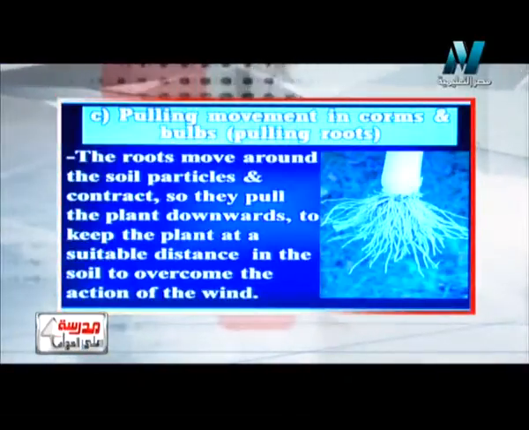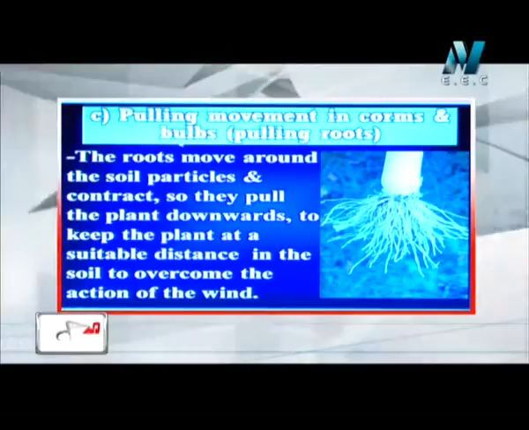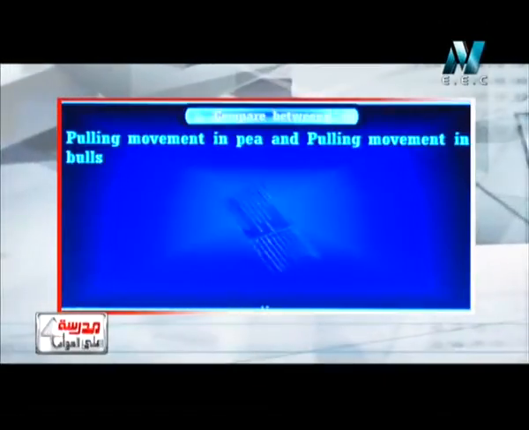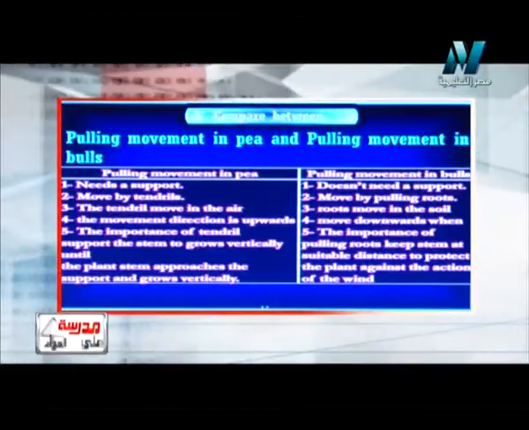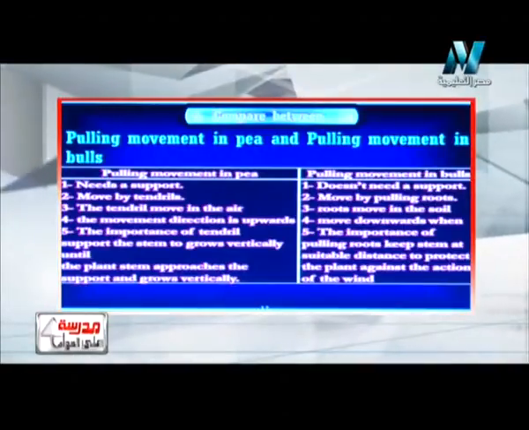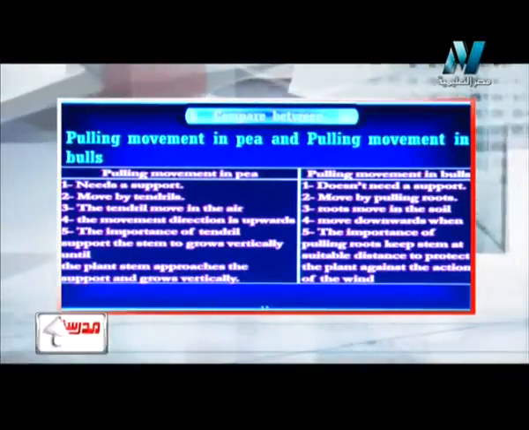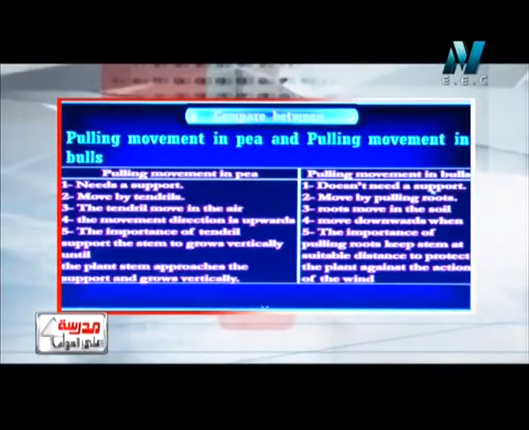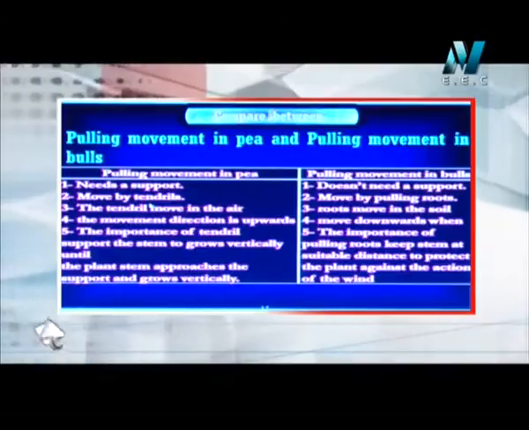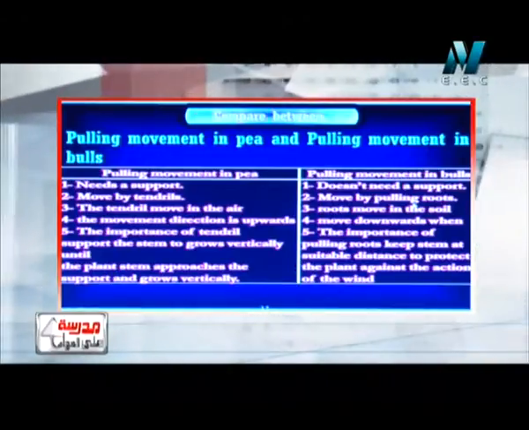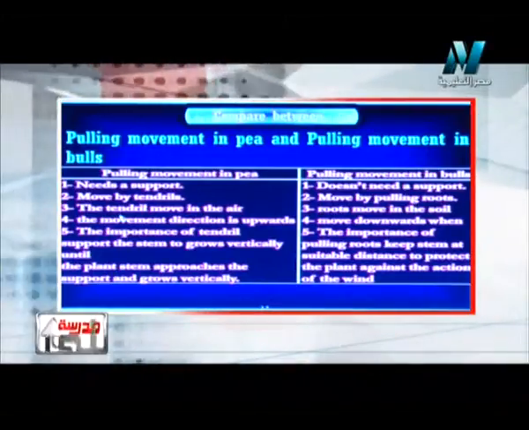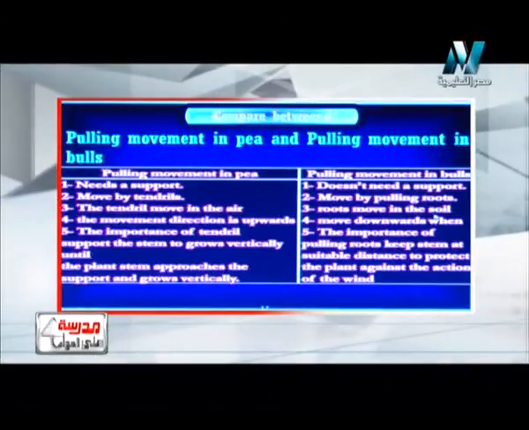Okay. So the third kind, which is called haptotropism, is the pulling movement in the pea plant by the tendril and the pulling movement in bulbs by the pulling roots. So what is the difference between the pulling movement in pea plant and the pulling movement in bulbs or corms? The pulling movement in pea plant needs a support, but the pulling movement in bulbs doesn't need the presence of support. The pulling movement in pea plant is by the tendril, but in the bulbs it is by the pulling roots. The tendril moves in air, but the roots move around the soil particles.